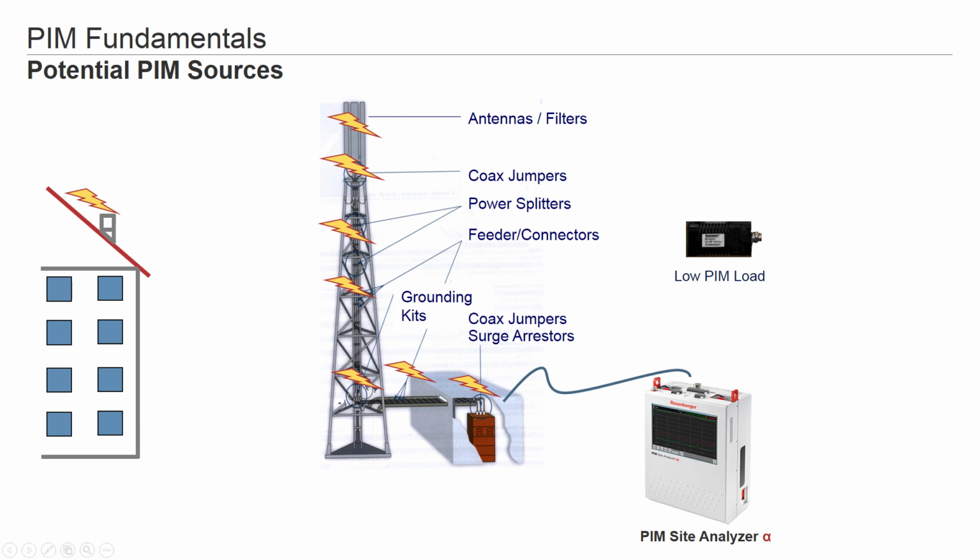PIM can come from any connection point in an RF transmission line. If you have a transmission line with PIM problems, you have to find the problem, and the quicker and faster you can solve the problem, the better. With the Rosenberger Site Analyzer PIM Alpha, PIM can be detected on all different positions with a precision of less than 0.3 meter accuracy. Problems can be found very quickly, resulting in short service downtime.